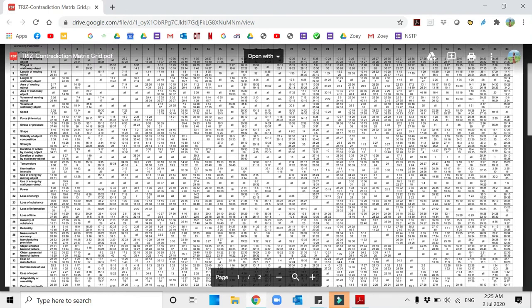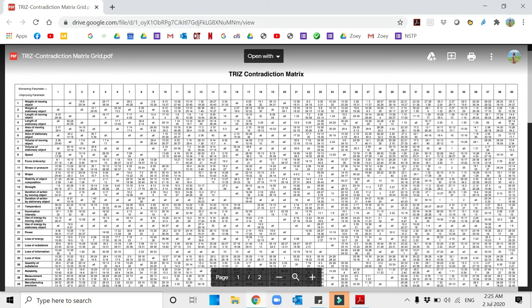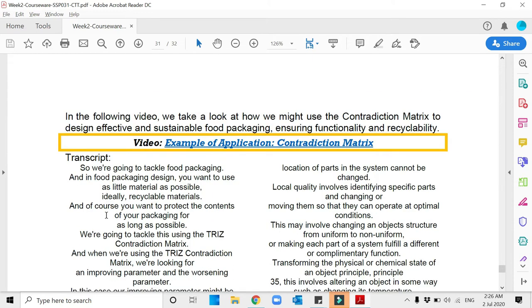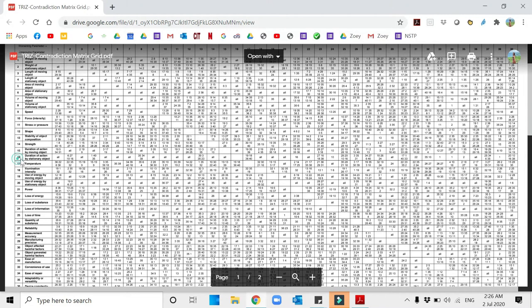With regards to food packaging, as mentioned by the Imperial College of London, the improving parameter is done in rows. As you've noticed in the courseware example of application in the contradiction matrix, they chose row 16 as their improving parameter. Let's check what row 16 is. Row 16 is the duration of action by the stationary object. These products stay on the truck or in their packaging, so the duration of time they are kept in the packaging could affect the quality of the food or produce.